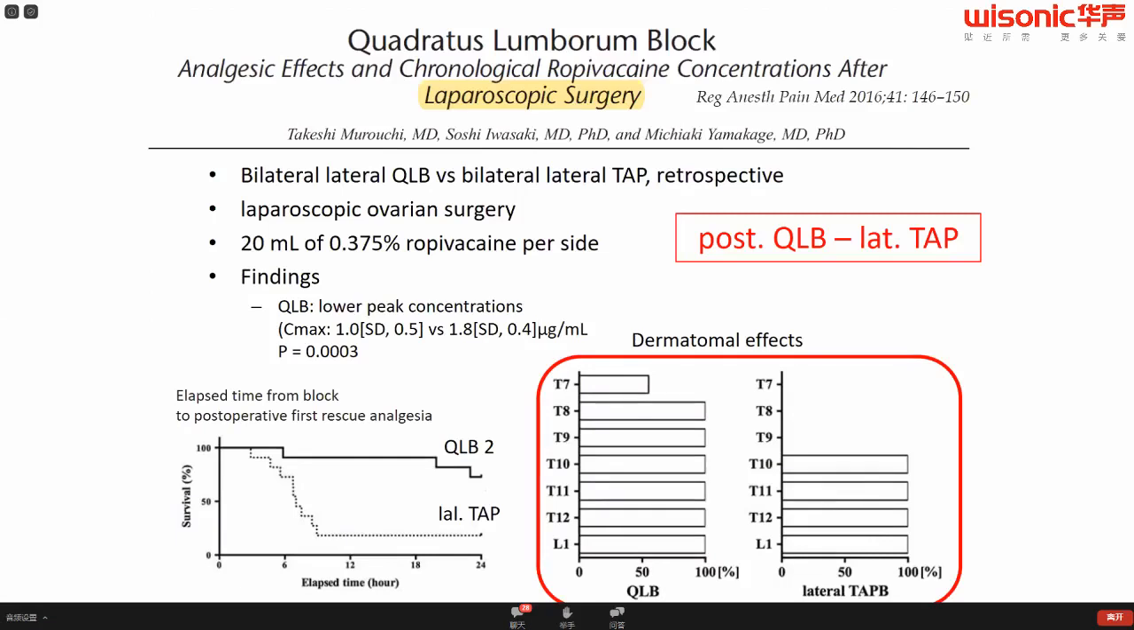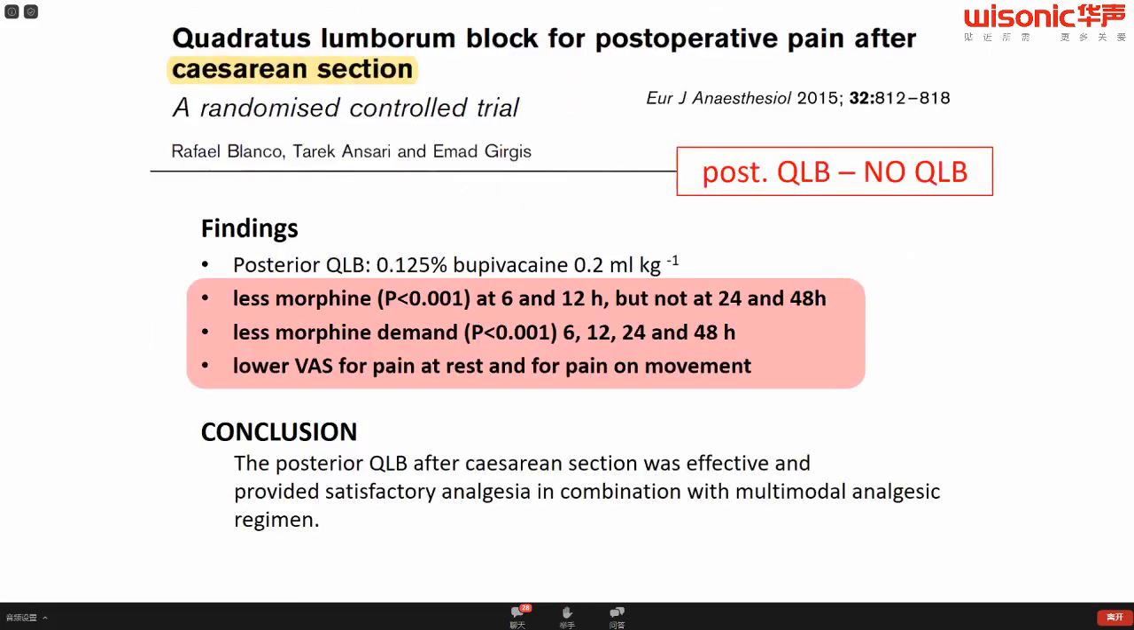We also have some studies here for laparoscopic surgery. A comparison of the posterior quadratus lumborum and the lateral transverse abdominis plane block, and you could see the time until first rescue analgesia was used was much longer for the posterior quadratus lumborum block compared to the lateral TAP. And also you can see here that the thoracic dermatomes are more often blocked with the quadratus block.